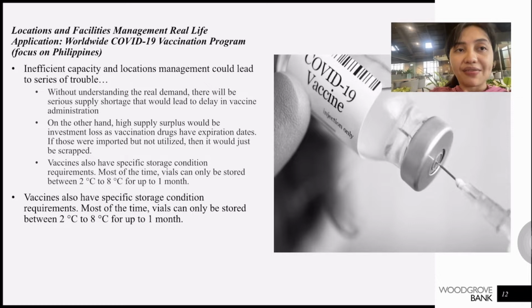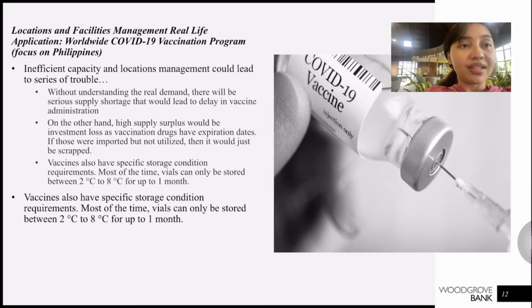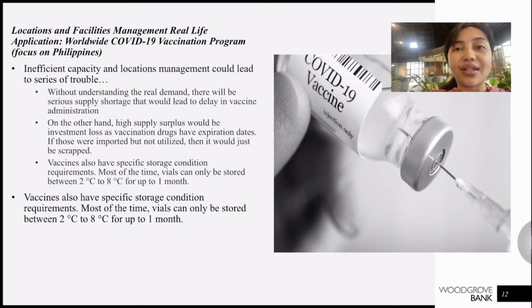As for a real life application, I would be focusing on the worldwide COVID-19 vaccination program in the Philippines. Just by reading, inefficient capacity and location management could lead to a series of troubles. Without understanding the real demand, there will of course be a serious supply shortage that would lead to delay in vaccine administration, which is very critical nowadays since we are still dealing with COVID-19, which started around December 2019 until today.